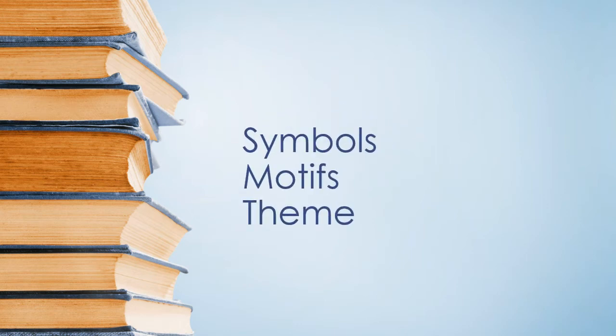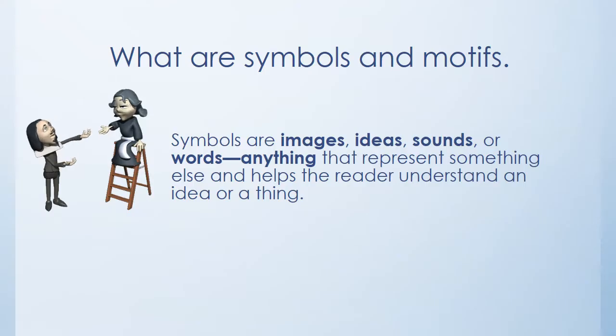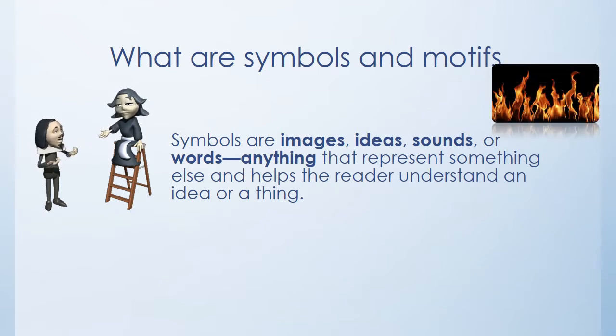So you've made a list of your characters. Now let's look at symbols, motifs, and themes. Some of my more concrete students struggle with finding abstract concepts in a text, things like symbolism, motif, and theme. So the first thing to do is to understand what they are.